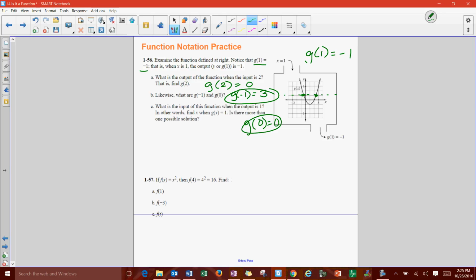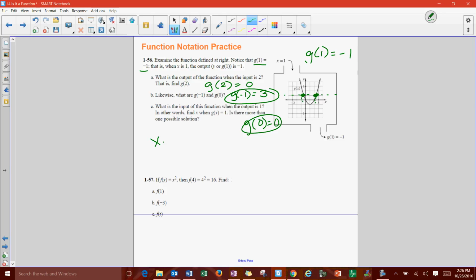So in other words, find x when g of x equals 1. Is there more than one possible solution? Yeah, there's actually 2 possible solutions, like we just said. Here at this point and here at this point, right? I can't tell exactly what these are. They look to be like maybe 2.3 and maybe -0.5 or so.